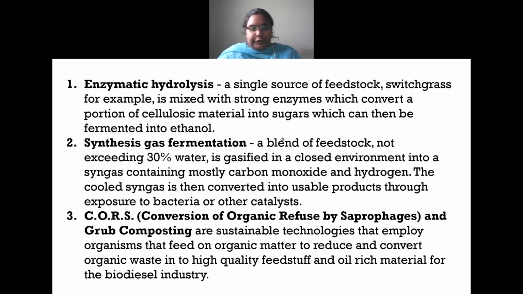So here, what we are going to do is take one of the products, for example switchgrass. It will be mixed with strong enzymes that convert the cellulose material into sugars. Then this will be fermented into ethanol. So ethanol can be used for our different needs. This is how we are using strong enzymes as our main material, converting cellulose materials into sugars.